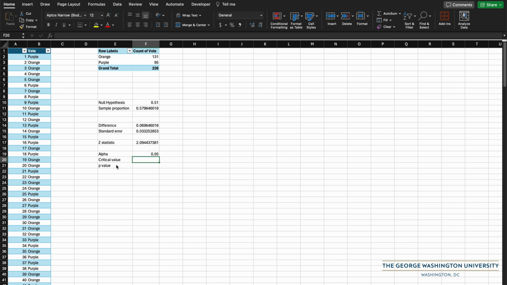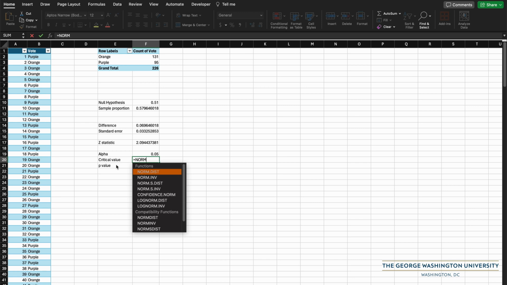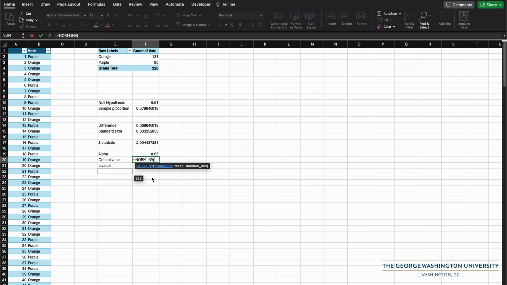So I'm going to say equals norm.inv. There we go. And now it says it needs a probability. Now, I want the upper tail, so that's going to be 1 minus the 0.05 divided by 2. So that will be actually 0.975, comma, standard normal distribution, so the mean is 0, and the standard deviation is 1. And so we see the positive critical value there, 1.96. We are 1.96 standard errors away from 0, from the mean. And that was because we're using an alpha value of 0.05 and a two-tailed alternative hypothesis.